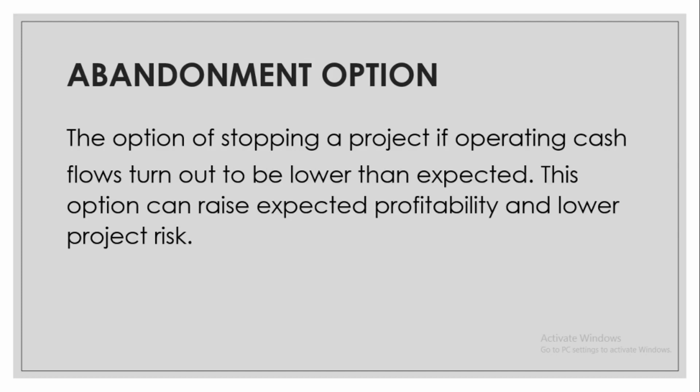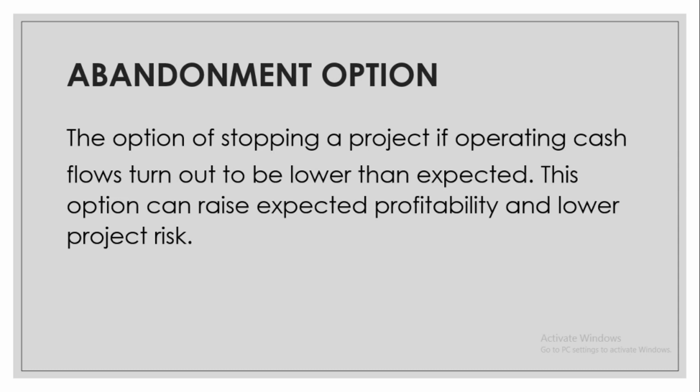Now let's proceed to the next option, which is the abandonment option. It is the option of stopping a project if operating cash flows turn out to be lower than expected. This option can raise expected profitability and lower project risk. So in short, when the company is suffering the worst case scenario, they may retract or withdraw the investment from the project, stopping any further losses. That is why it could raise profitability and it could lower the risk.